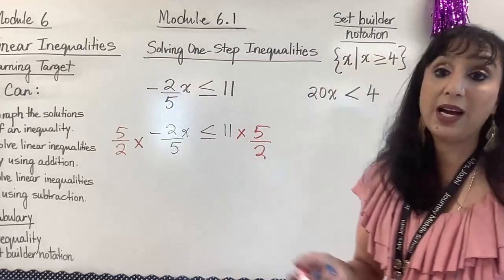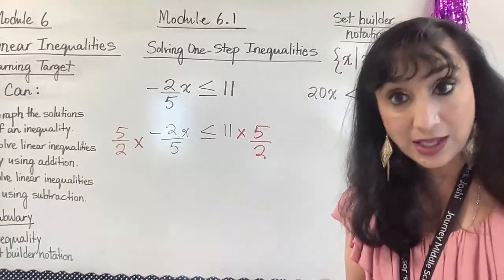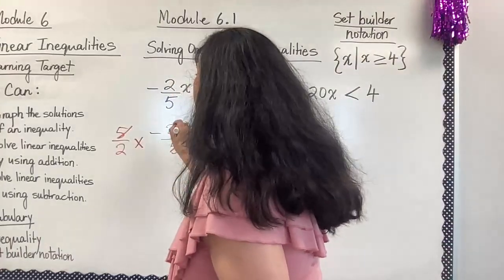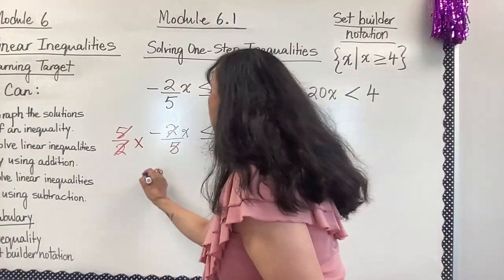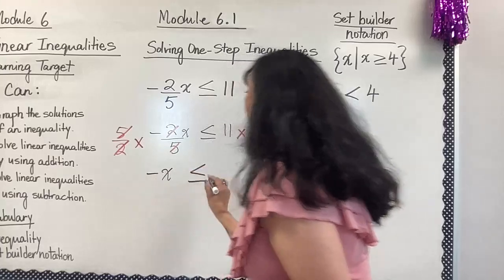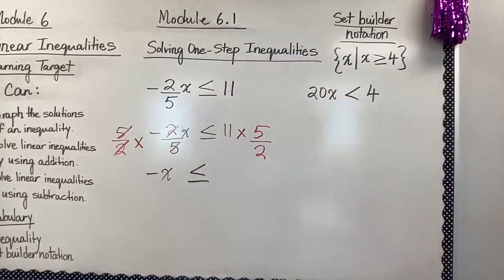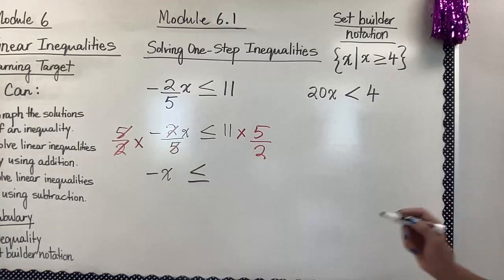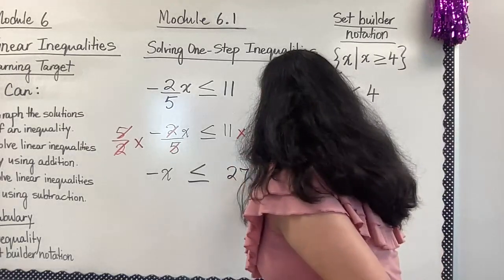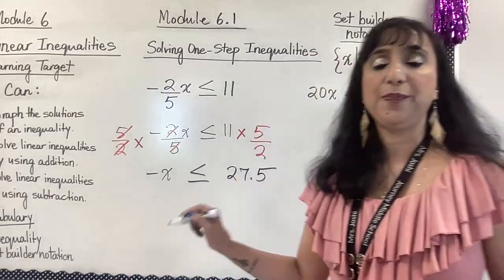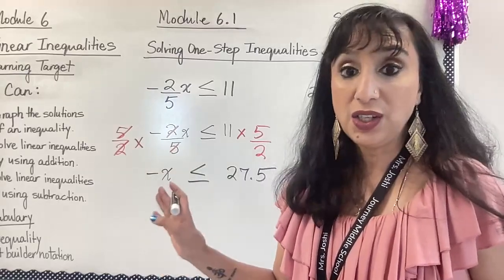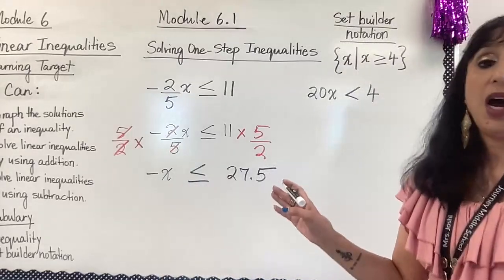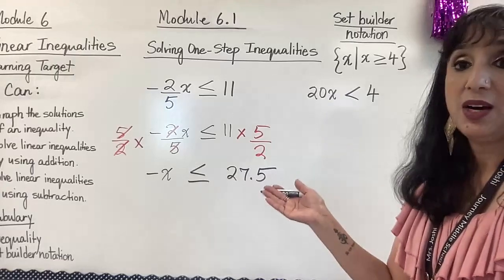Whatever I do on one side, I do exactly the same thing on the other side. And so 5 divided by 5 and 2 divided by 2 is 1, and that is negative x. So I get negative x is less than or equal to 11 times 5 divided by 2, which gives me 27 and 5/10. Now watch, my variable cannot have a negative sign. So all I need to do is multiply by negative 1 on both sides.